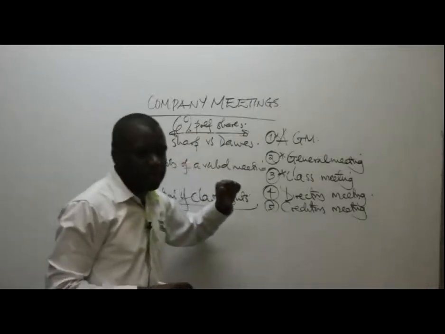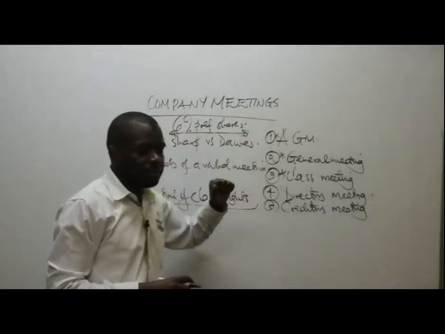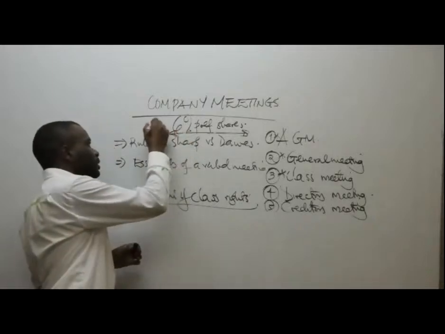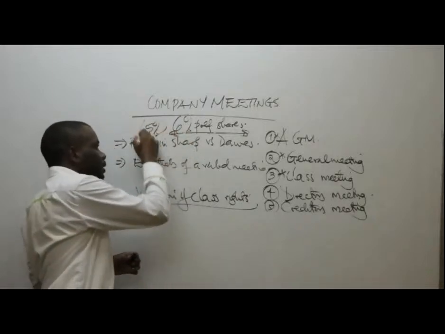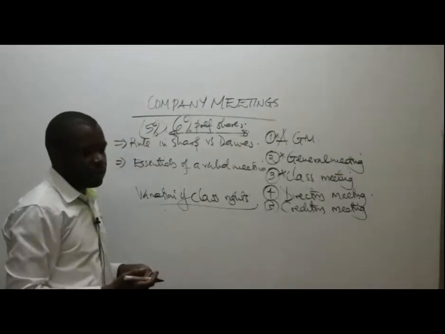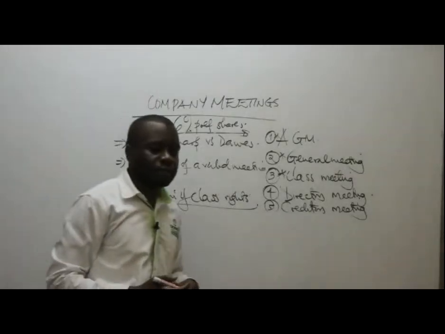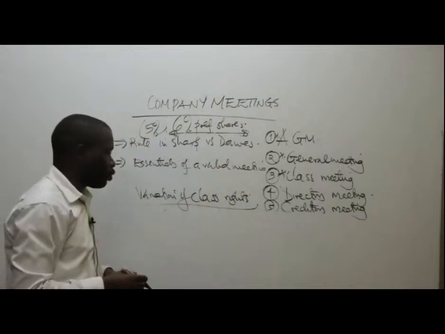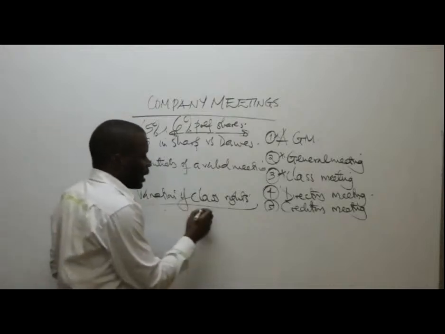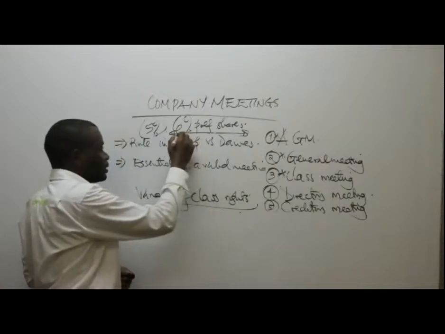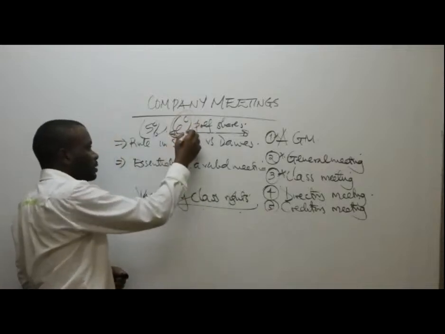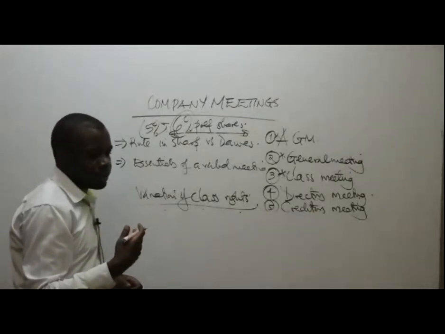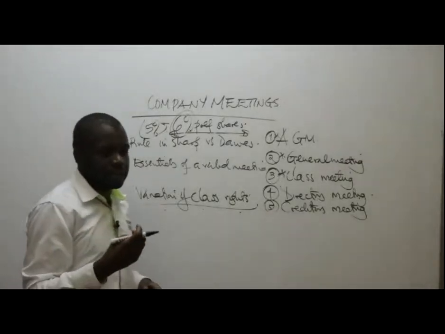So if the company wants to vary these rights, let's say, for example, from 6% to 5%, they cannot just do it without consulting the members of this class of shares. There will be a procedure to be followed to vary the class rights, from getting dividends at 6% to 5%. So that's an example of variation of class rights.